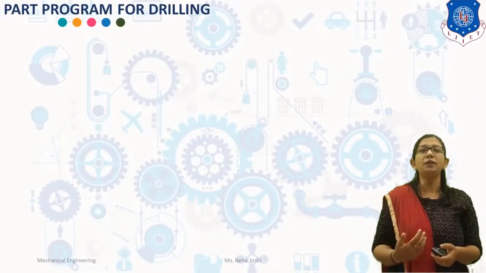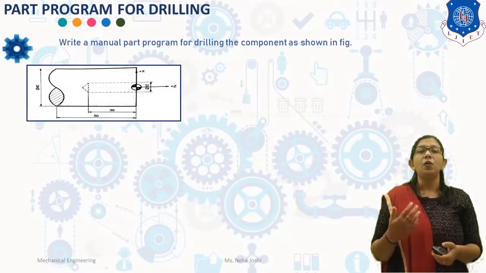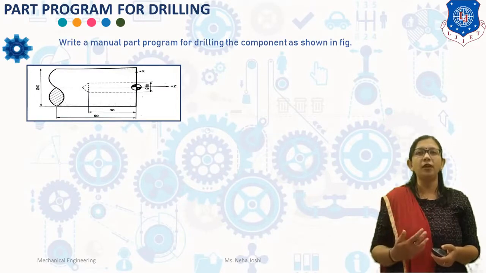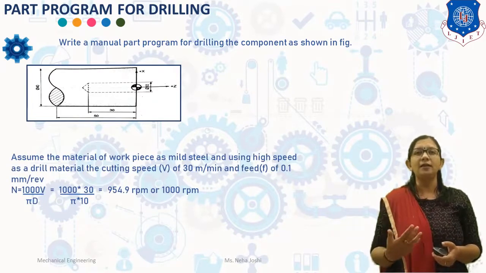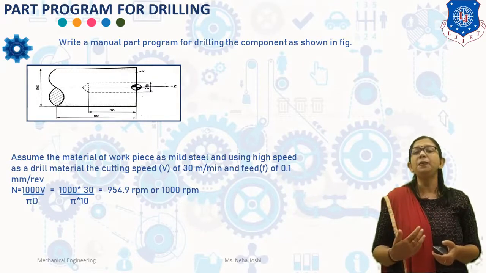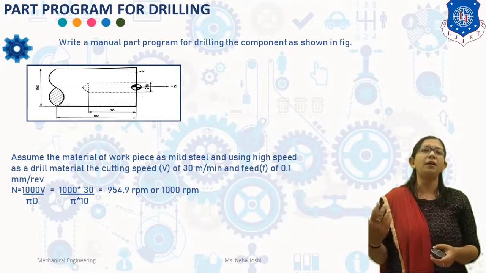Now, first of all, we will discuss about the part program for drilling. Let's take one example of part programming for drilling. Given data is like that, write a manual part program for drilling the component as shown in the figure. Now, assume the material of the workpiece as mild steel and using high speed steel as a drill material. The cutting speed is 30 meter per minute and feed rate is 0.1 mm per revolution.